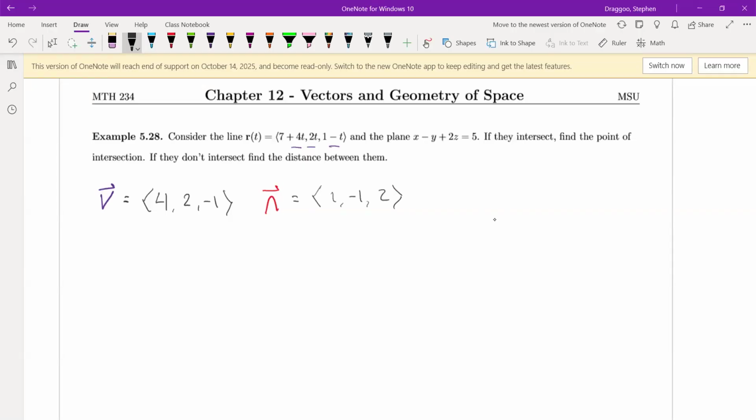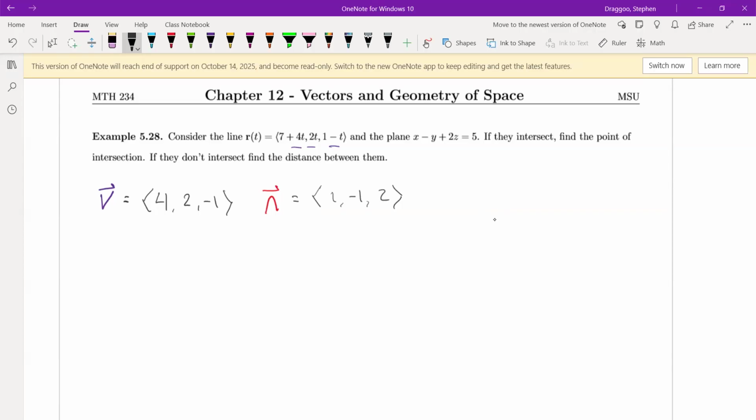Anytime I'm looking for whether or not things intersect, if I'm looking for directions of lines and or planes, then grabbing their direction vectors and normal vectors is probably a good way to start. So how am I going to check to see if these things are parallel? Well, I know that if a line is going to run parallel to a plane, then, well, let me start with a secondary example first.